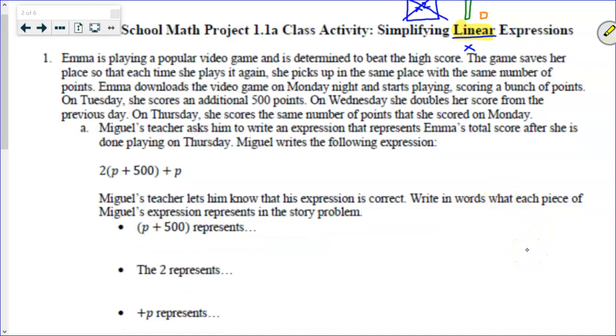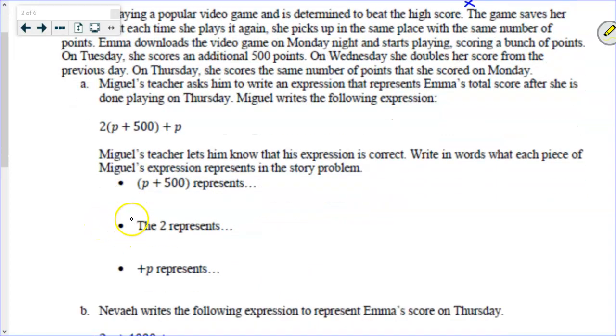So let's break it down. Let's write in words what each piece of that expression represents, starting with, as we always do, the order of operations, grouping symbols. We have the grouping symbols and we have p plus 500. What does that represent? Talk with your groups and then move on to the next one. There's a 2 on the outside of those parentheses. What does that represent? Then there's a random plus p at the end. What does that represent? Talk with your groups. Fill in what each one of those represents. I'm going to pause the recording as students have this discussion.